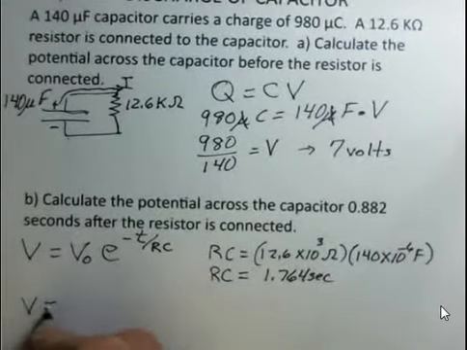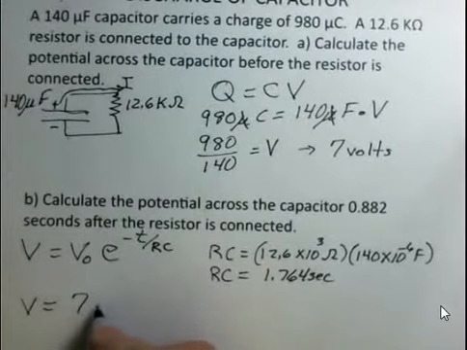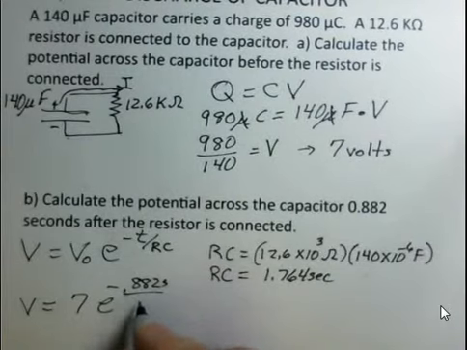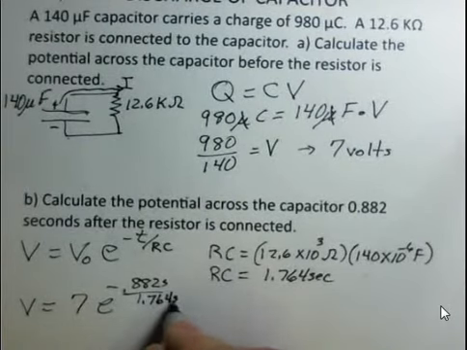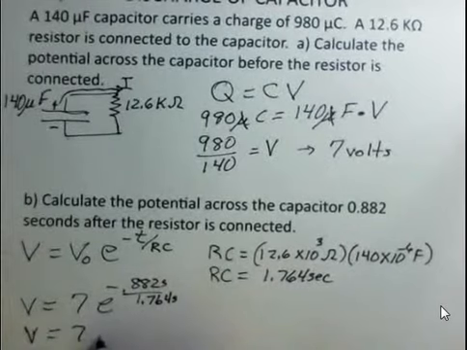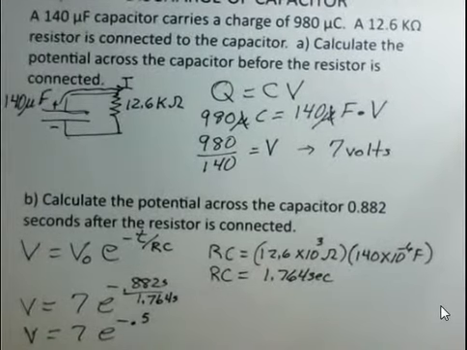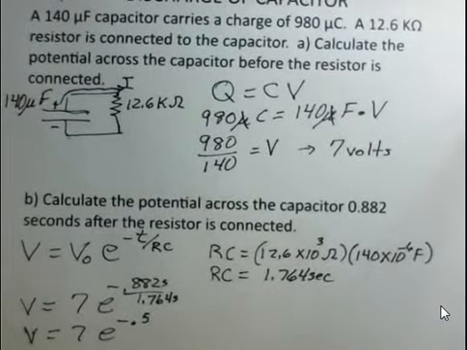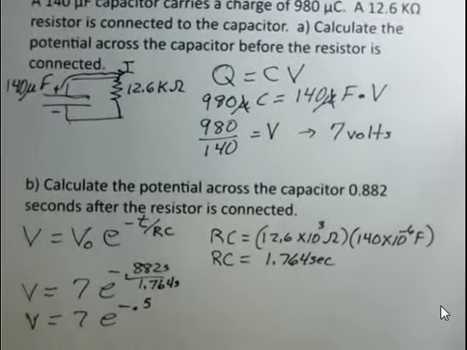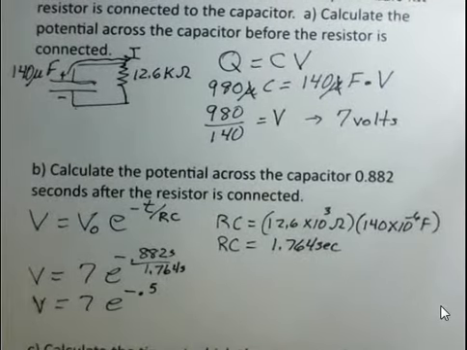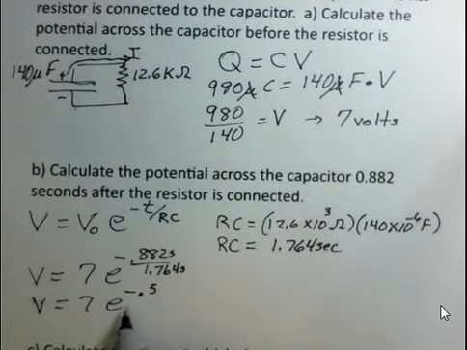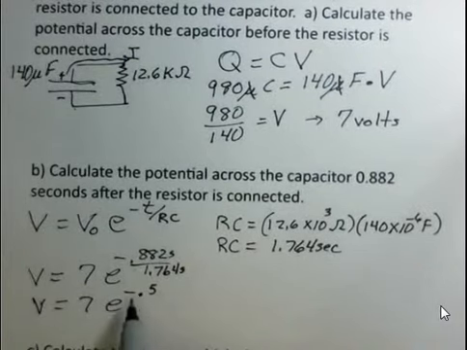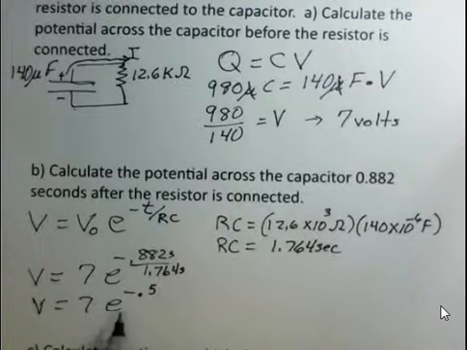So V equals 7 e to the minus 0.882 seconds divided by 1.764 seconds. That's 7 e to the minus 0.5. The 0.882 is half of 1.764. Should check that on your calculator. So we obtain that, and then evaluating e to the minus 0.5, you need to deduce how your calculator handles this. On the calculator I use, I put in the minus 0.5 and then activate e to the x.